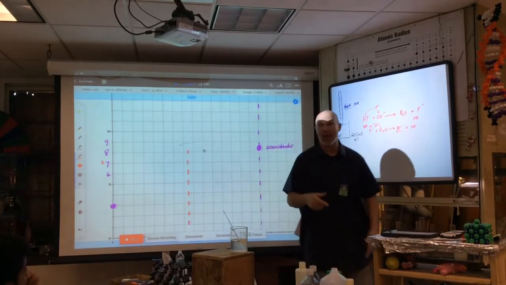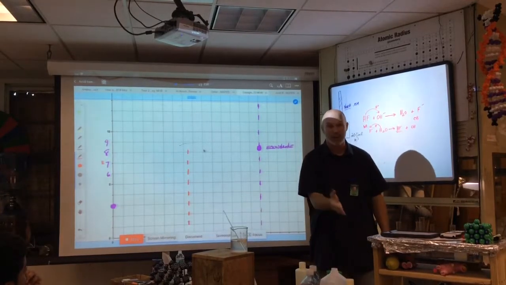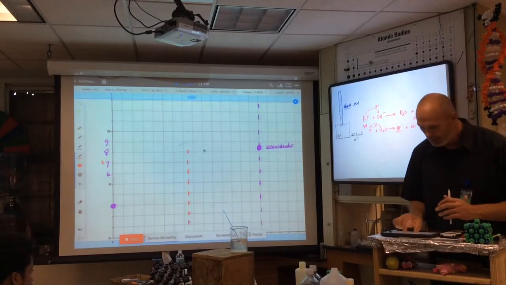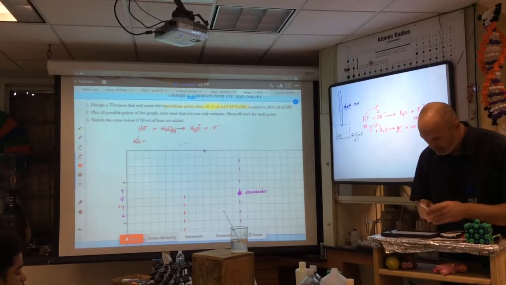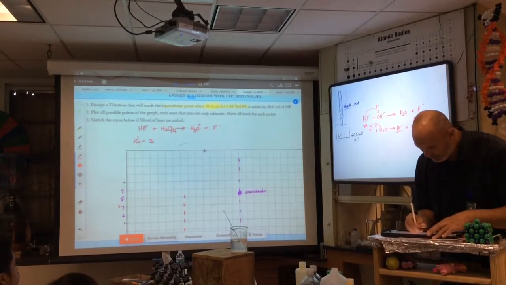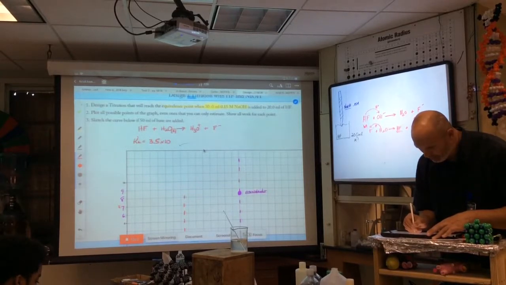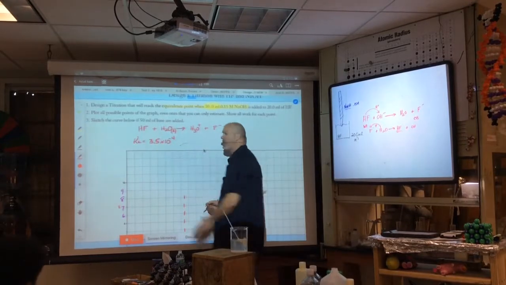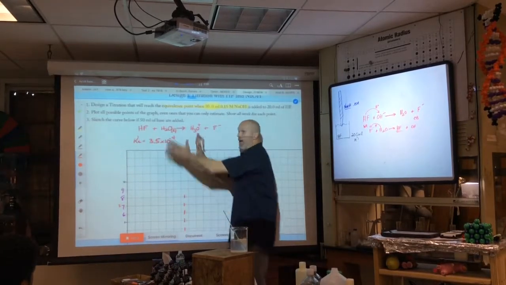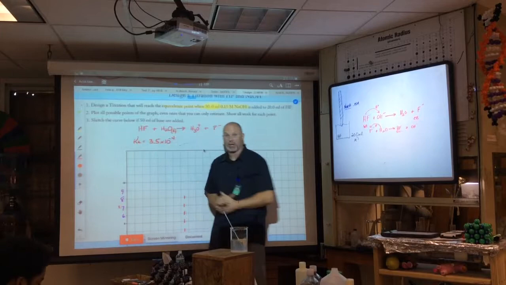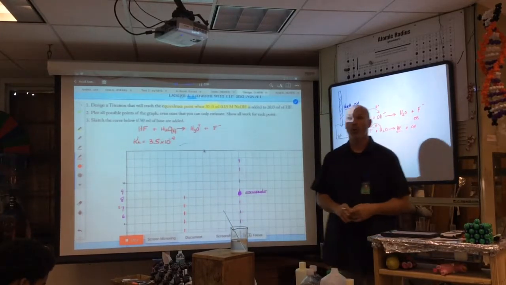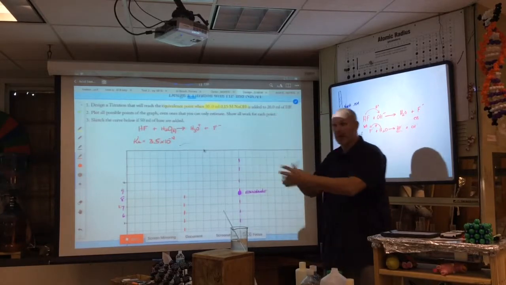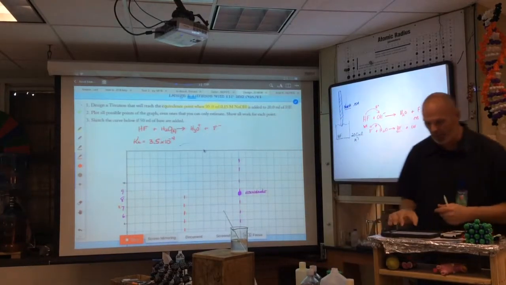Someone look up the Ka of HF. Go to table L for me and go find it. You would need to go find it. 3.5 times 10 to the negative 4. So what's the Ka? 3.5 times 10 to the negative 4. Okay. What does that mean, party people? Who's favored? It's a small number. Who's favored? Okay, yeah. The HF, the undissociated acid. Because what is equilibrium? Products over reactants. Small number less than 1, my denominator is bigger, which is my reactants. It barely goes forward.